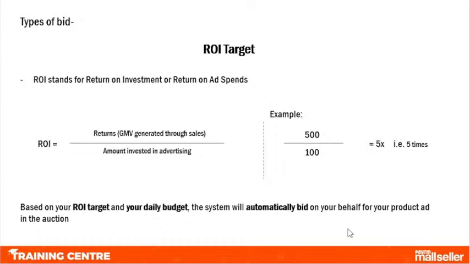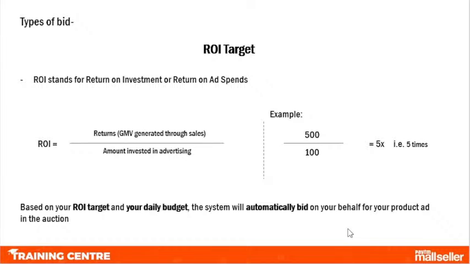Please note, bids are set on campaign level. You can update CPC or ROI bid on a category or SKU level also. Whenever a customer clicks on a product ad, you will be charged for the click according to the CPC or ROI set by you.